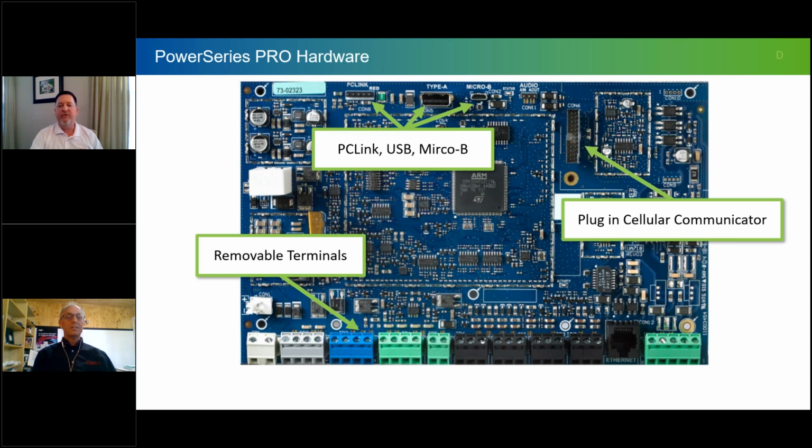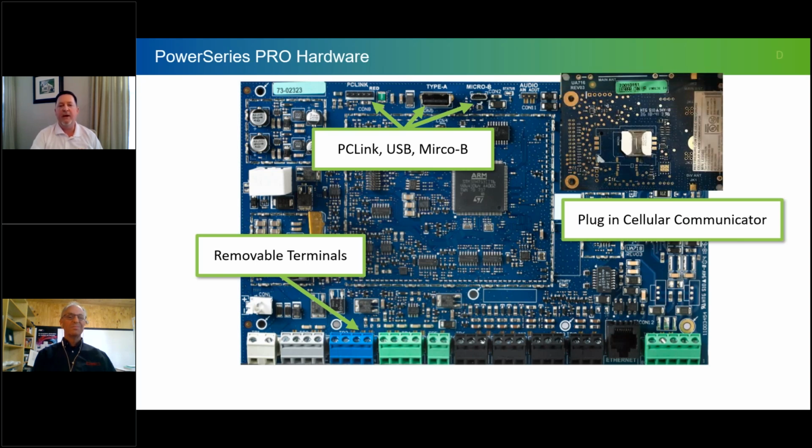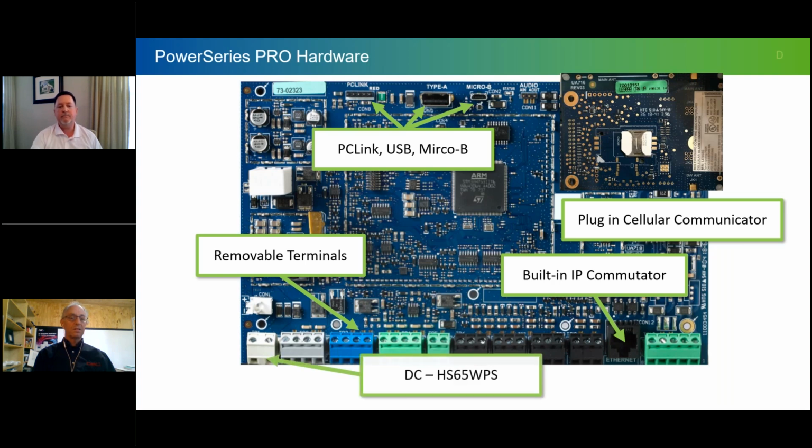The communicator for the cellular side is a plug-in module now. It simply plugs into the control panel and hovers above that board. The IP is built in, as Pierre mentioned, so you no longer have to purchase an extra TL280 or find room for it inside the can. And finally, the DC input that Pierre mentioned.